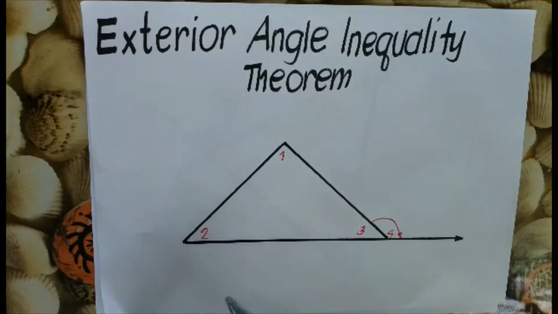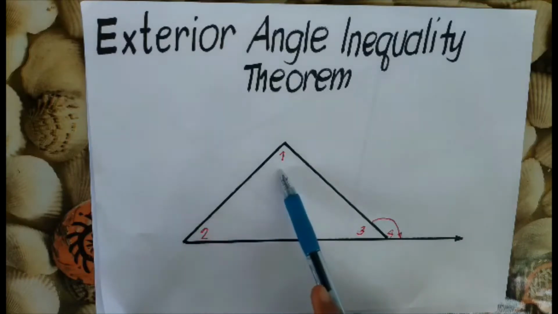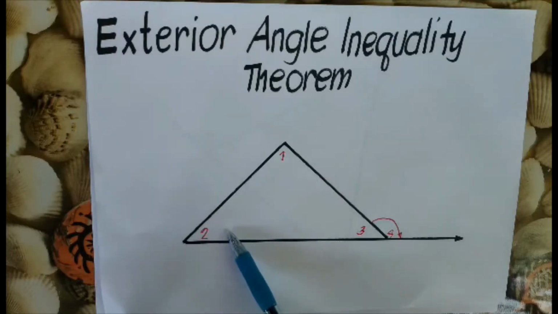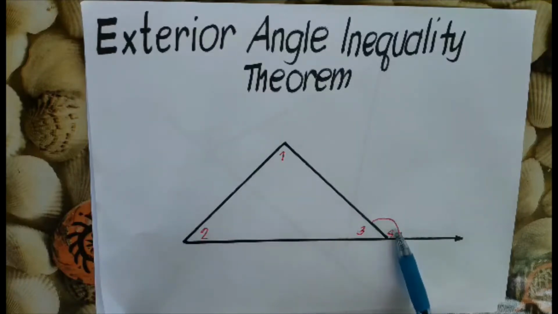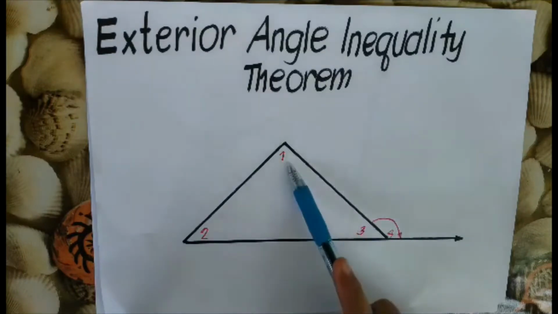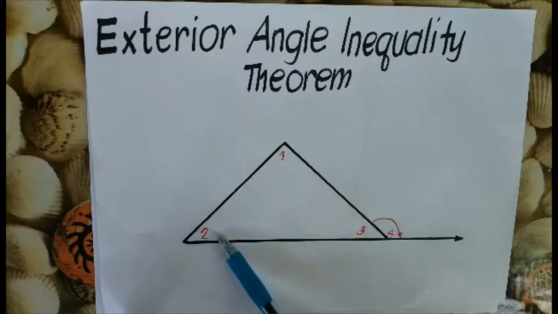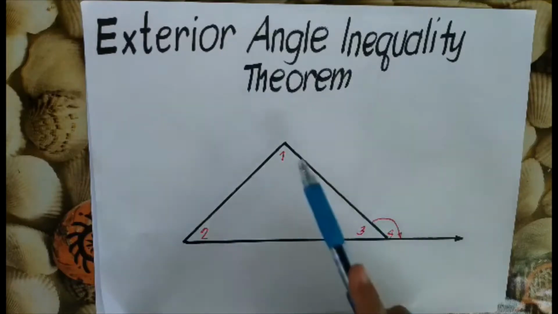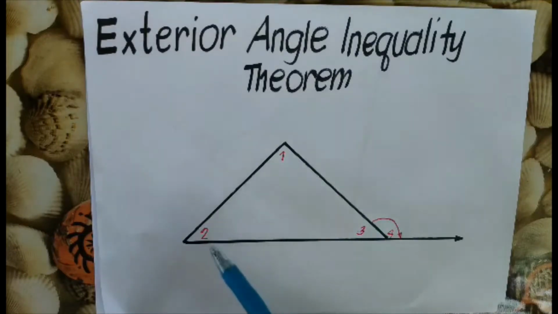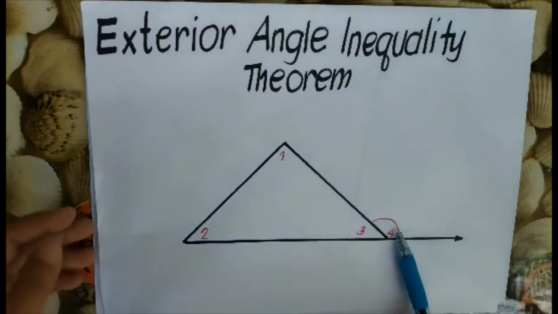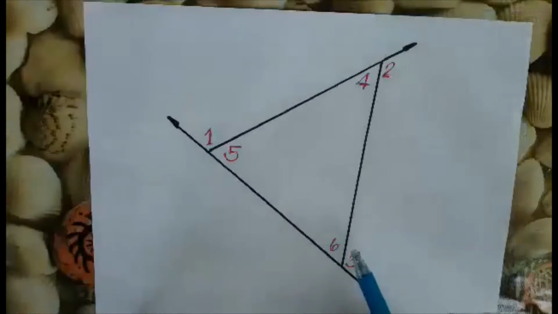Now the theorem states that the measure of each remote interior angle is less than the measure of its exterior angle. So we can conclude that the measure of angle 4 is greater than the measure of angle 1 and the measure of angle 2, or the measure of angle 1 and the measure of angle 2 are less than the measure of angle 4. Let's have another figure.